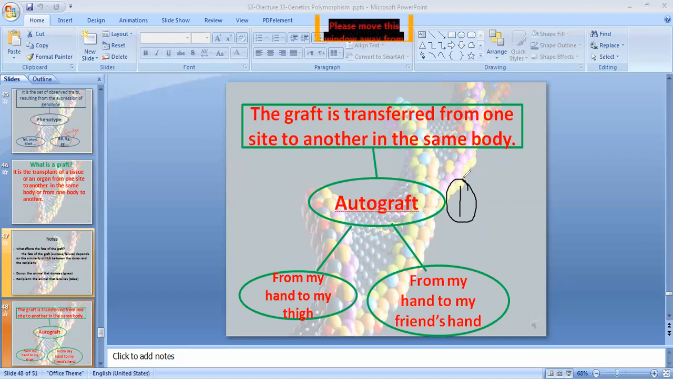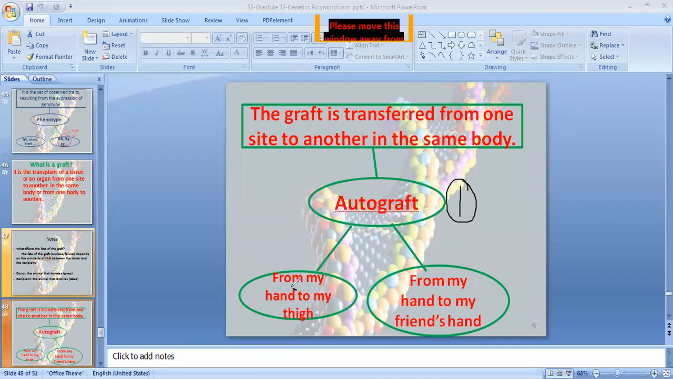This means, for example, I burn my skin, let's say my face, I have burned skin. So I have to transplant skin. So they get the skin from my thigh to my face. This is an autograft. Why? Because the graft is done between different regions within the same body. So here, autograft, the graft is transferred from one side to another within the same body.